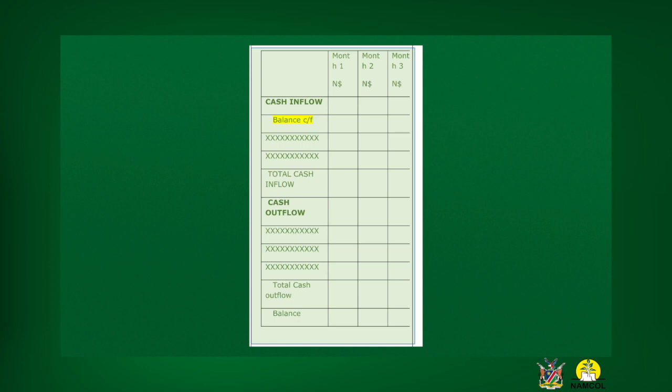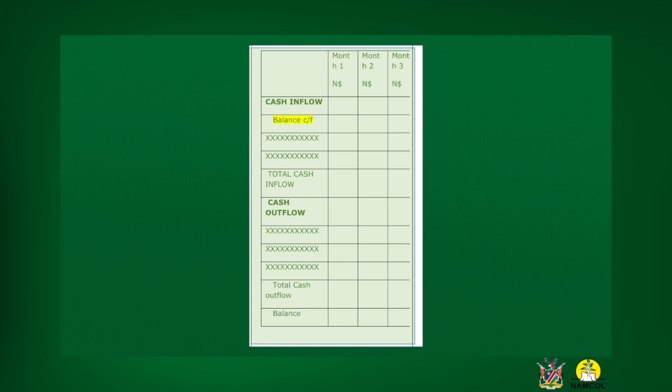Remember that we focused on assumptions, but these must be realistic assumptions. We will now go through the procedure for drawing up a cash flow statement step by step. Have a look at the form.